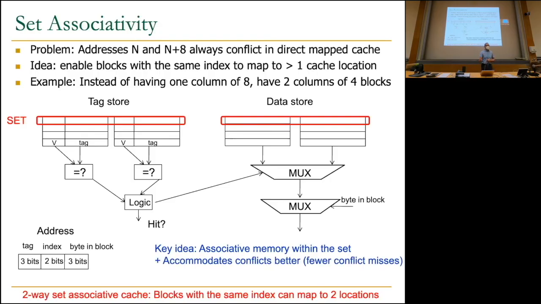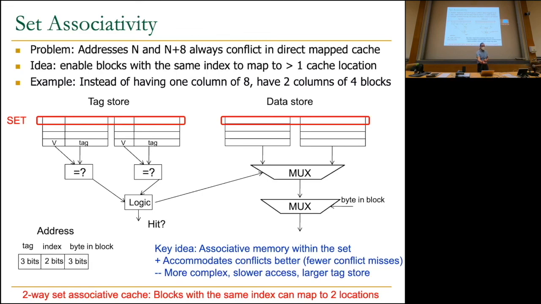Now, the upside clearly, as I showed you, is it accommodates conflicts better. Hopefully you get fewer conflict misses this way. That bad access pattern, AB, AB, AB, AB, went away. You still get 100% hit rate in the cache at the steady state. I'm ignoring the filling of the cache.